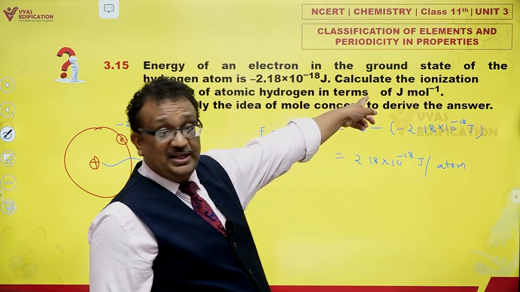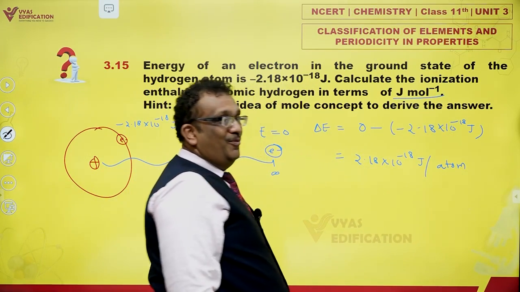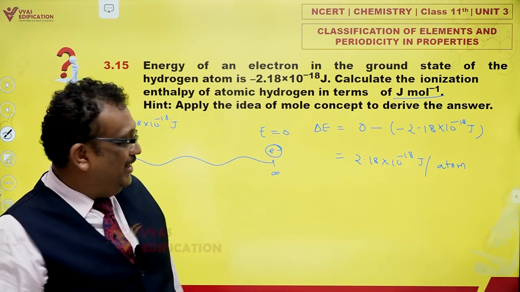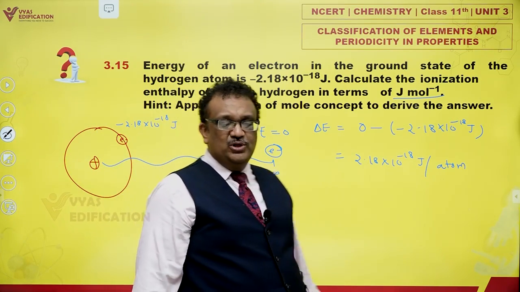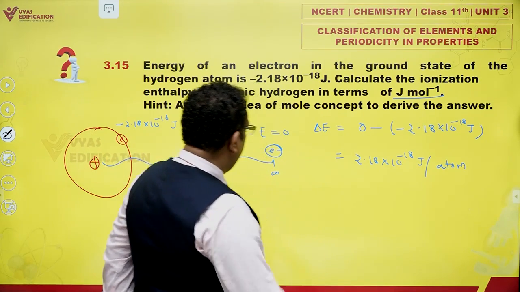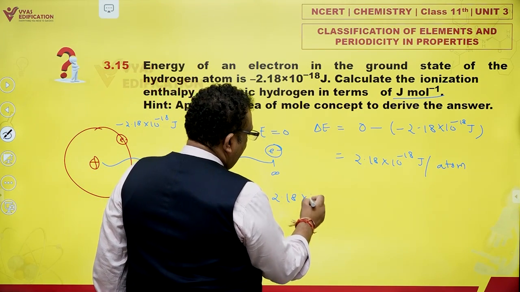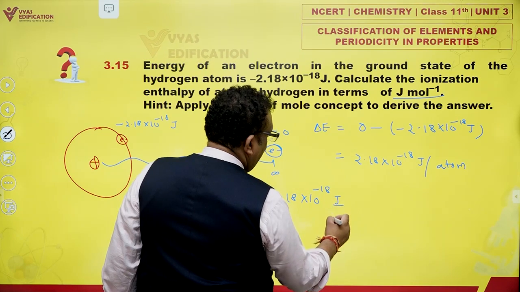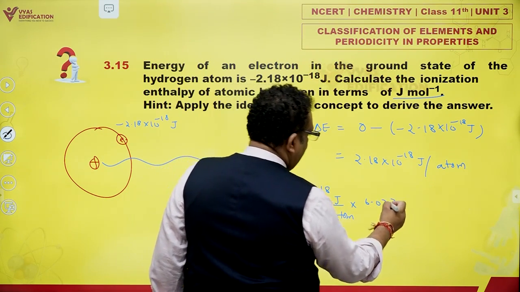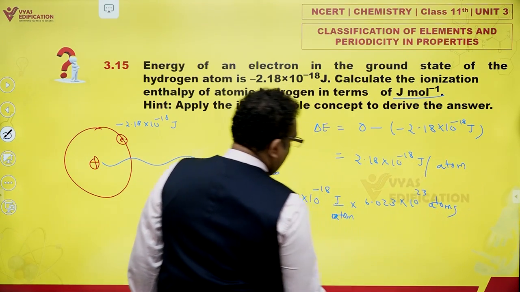And I am asked, calculate the ionization enthalpy of atomic hydrogen in joules per mole. Joules per mole, yes. How would I get that? Well, instead of 1 atom, you take 1 mole. That means you just multiply it by Avogadro's number. So, ionization energy would be 2.18 into 10 raised to minus 18 joules per atom into 6.023 into 10 raised to 23 atoms.